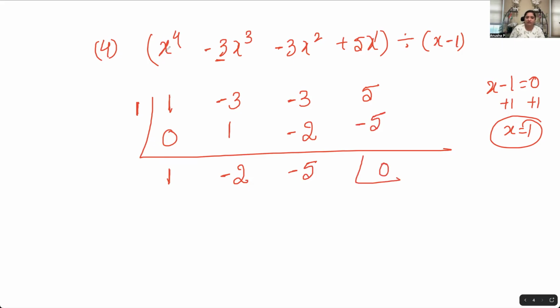Okay, because the question starts with x to the power of 4, we are dividing by x. So it will become x to the power of 3 and then minus 2x square and minus 5x. This is third degree: x to the power of 3 minus 2x square minus 5x.